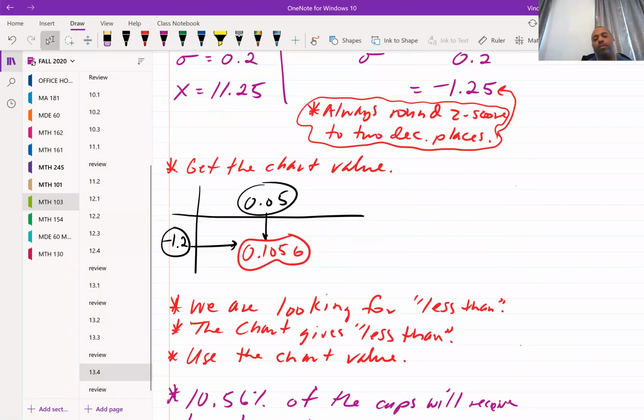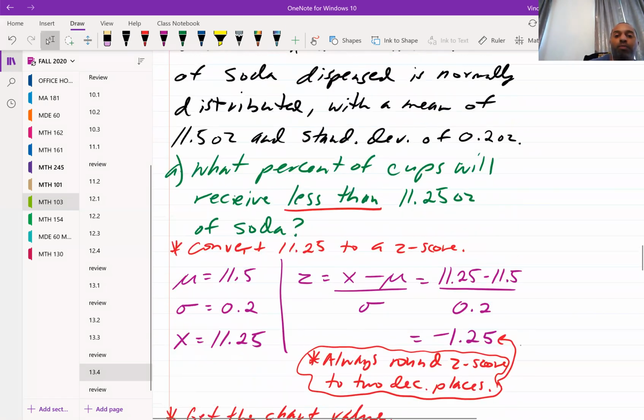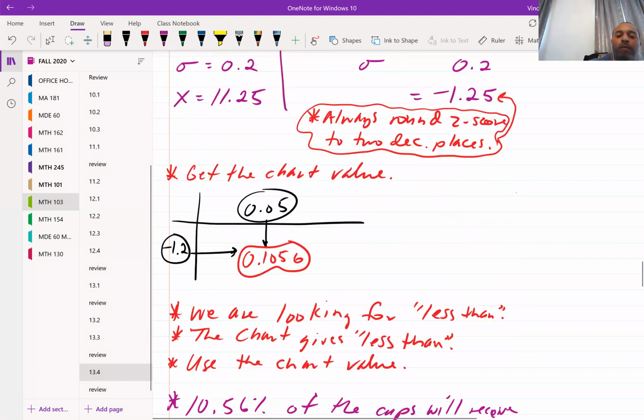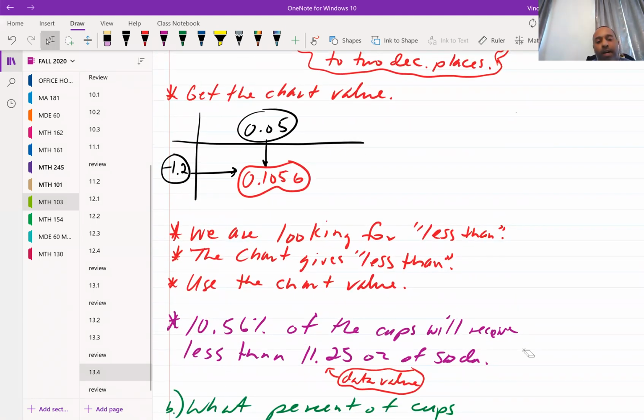So statements in red, we are looking for less than, and the chart gives us the less than. So that's what we would go ahead and use, the chart value. I'm pointing that out because it's going to matter in the next statement. The chart will always give us less than. And remember, this problem was looking for less than, so we can use the chart value. And so that's 10.56% of the cups will receive less than 11.25 ounces of soda.